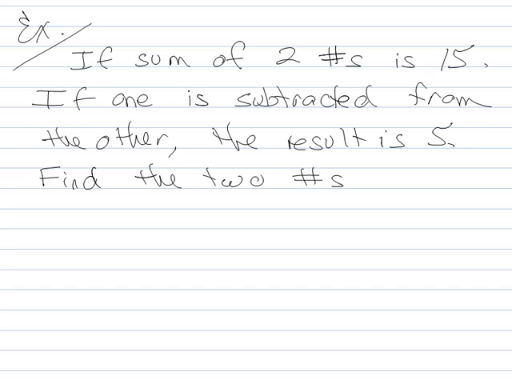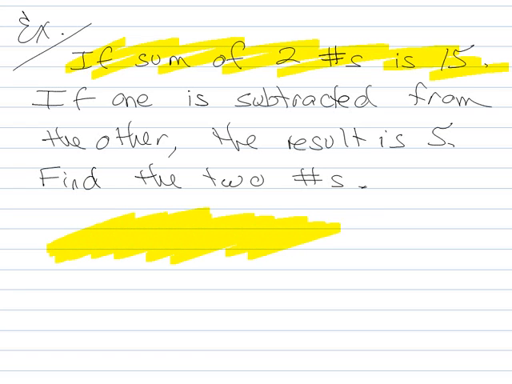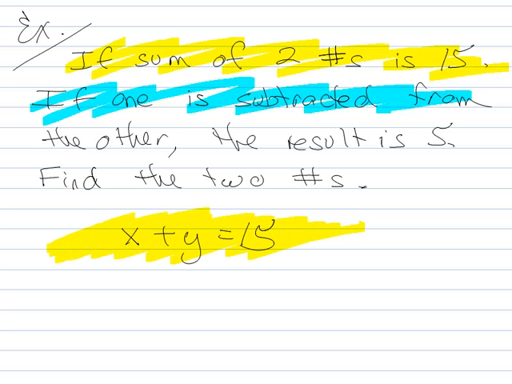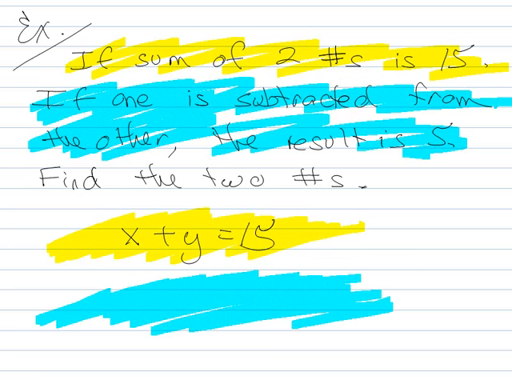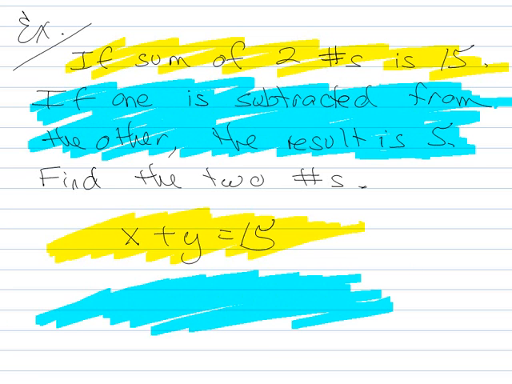What always got me on this is I would always say, well, which one's which? It really doesn't matter. For problems like this, you're just going to use x and y. If the sum of two numbers is 15, that means x plus y is equal to 15, right? Then if one number is subtracted from the other, the result is 5. So what does that mean?